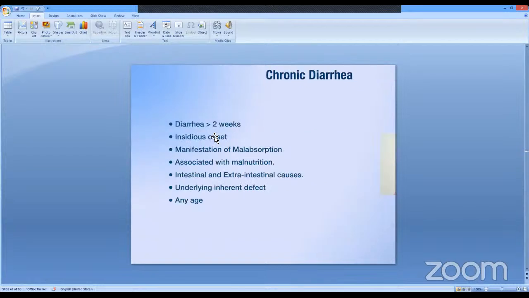Now, I am switching over to chronic diarrhea, and you have to remember the difference between chronic diarrhea and persistent diarrhea. In both cases, it will persist more than 2 weeks. Here it is insidious onset, and mostly there are associated manifestations of malabsorption, associated malnutrition, intestinal and extraintestinal causes, and underlying inherent defect. So these are the features of chronic diarrhea. Here you see insidious onset, not acute. Malabsorption features are there. Malnutrition features are there. Intestinal and extraintestinal causes are there. And some underlying inherent defect, that may be genetic or other structural defect, may be there. At any age it can happen.